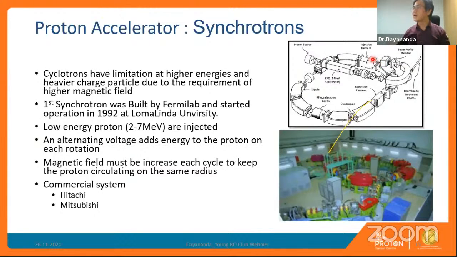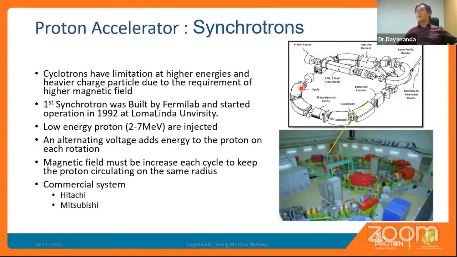So to keep the proton in the same radius, you have to keep on increasing the strength of the magnetic field, which is distributed in this circle. So you have to keep on increasing the strength of the magnetic field as the energy of the proton gets accelerated higher and higher in this circular path.